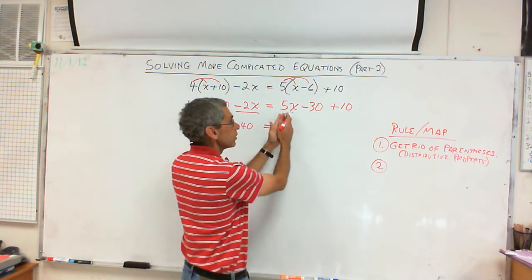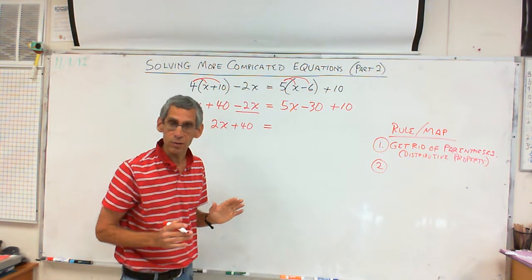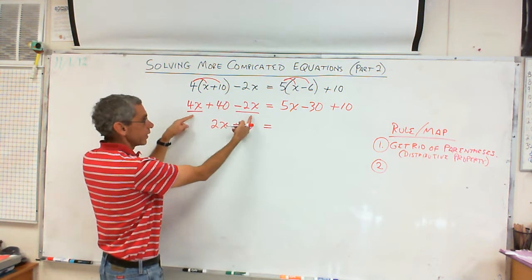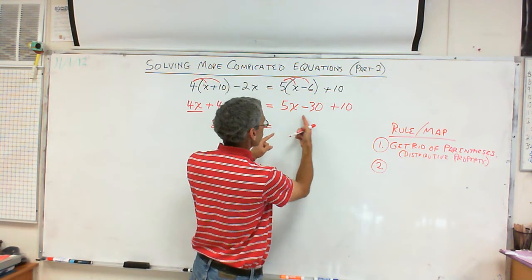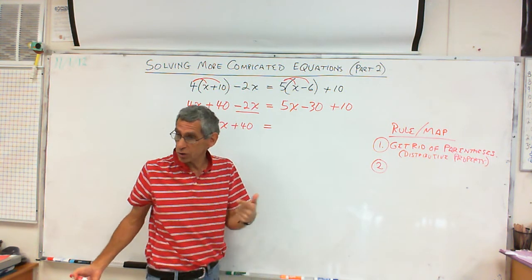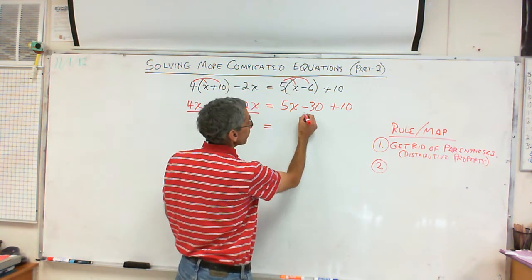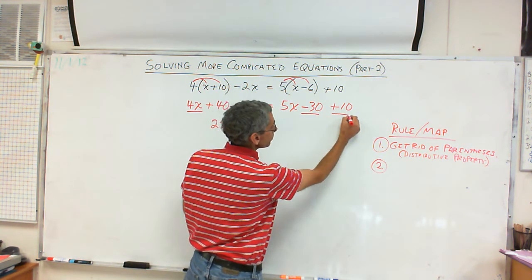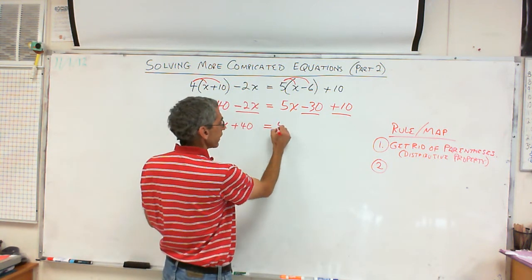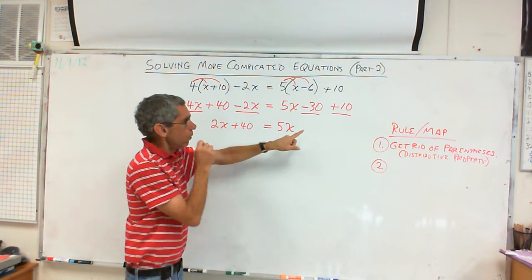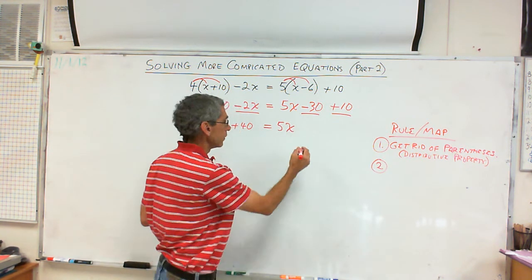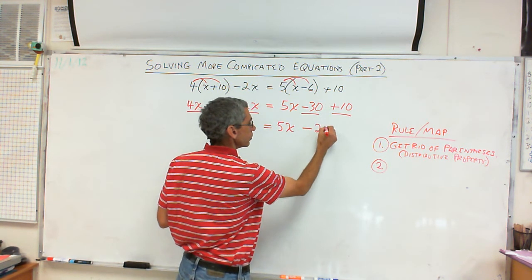Equals. Now I've got to do the same thing here. I'm going to underline my like terms. Over here I underlined my things with x's, but I don't have anything else besides this with x's. But I have two things without x's. Those are like terms, so I'm going to underline those. So I'm going to bring down my 5x. What is negative 30 plus 10? Negative 20.